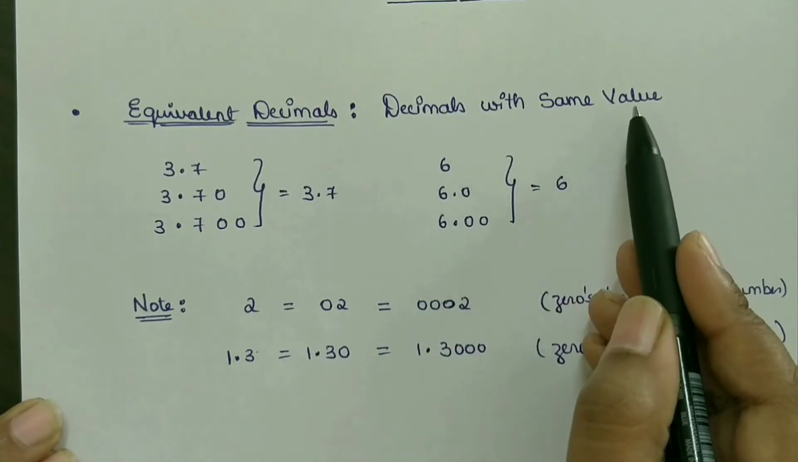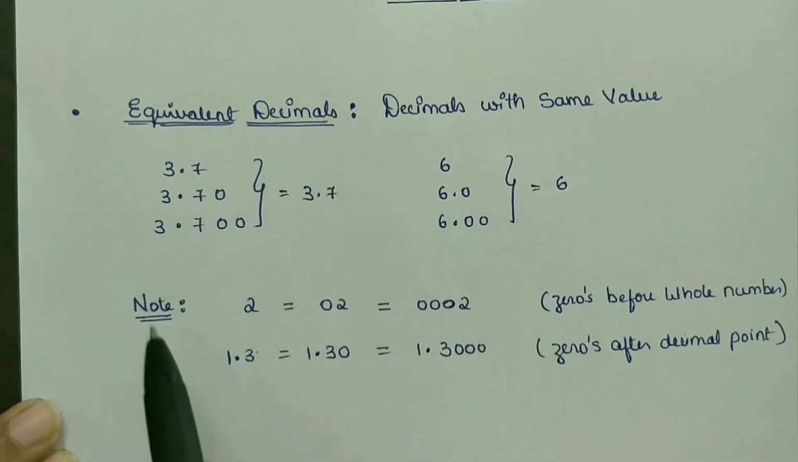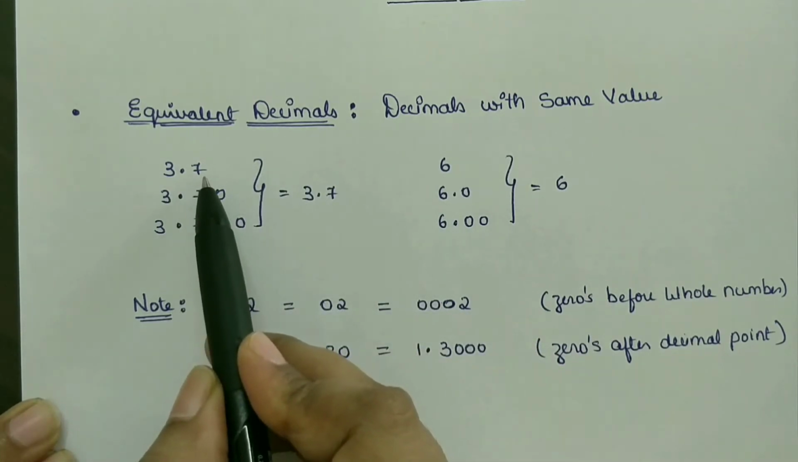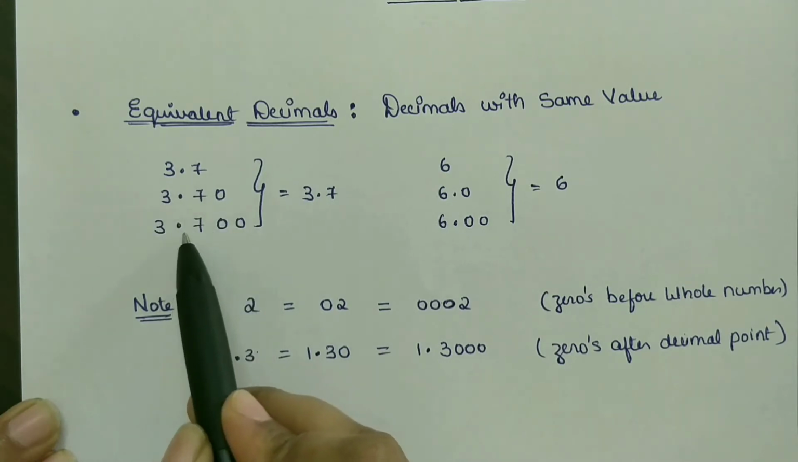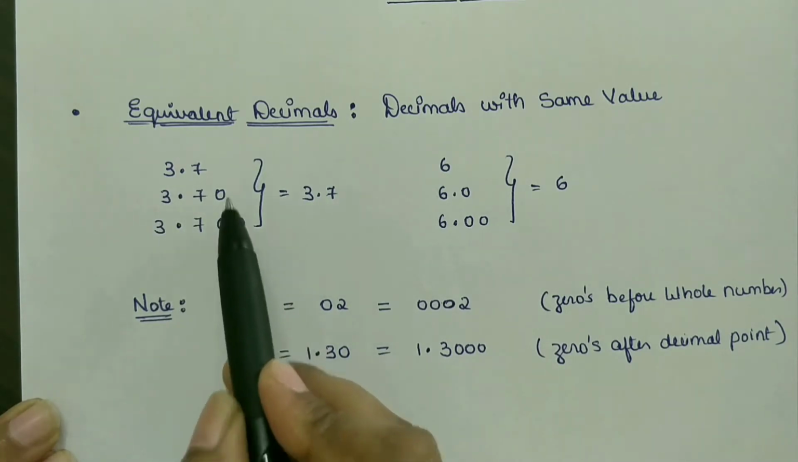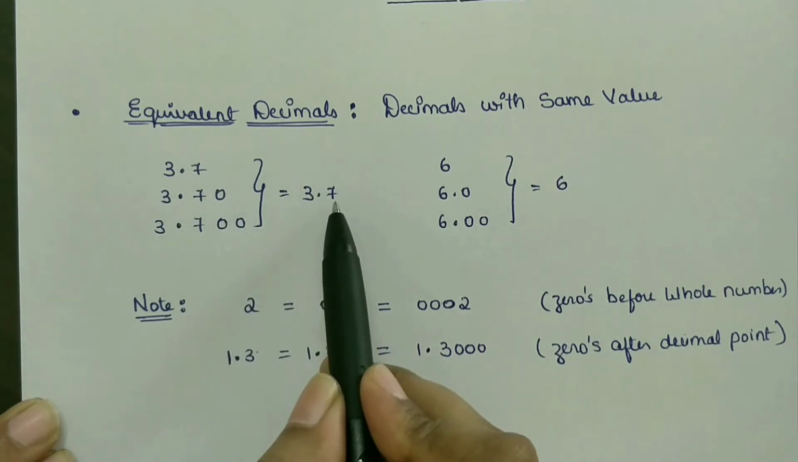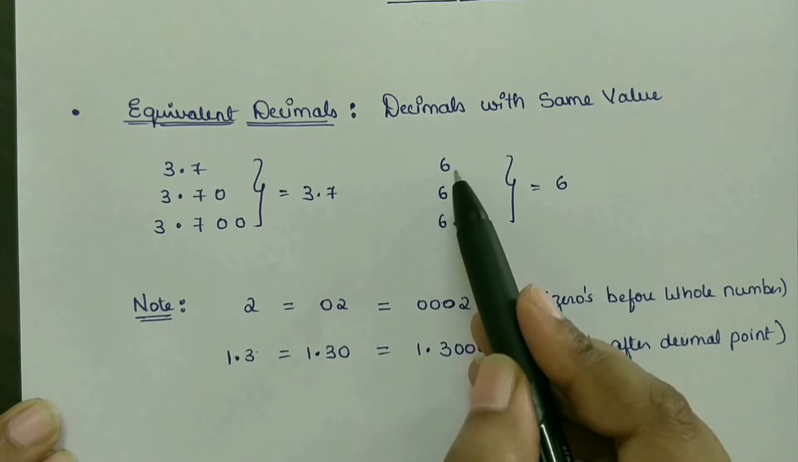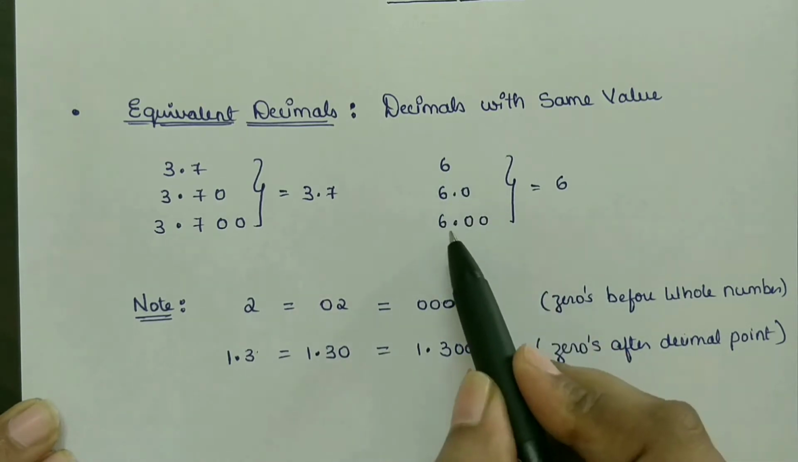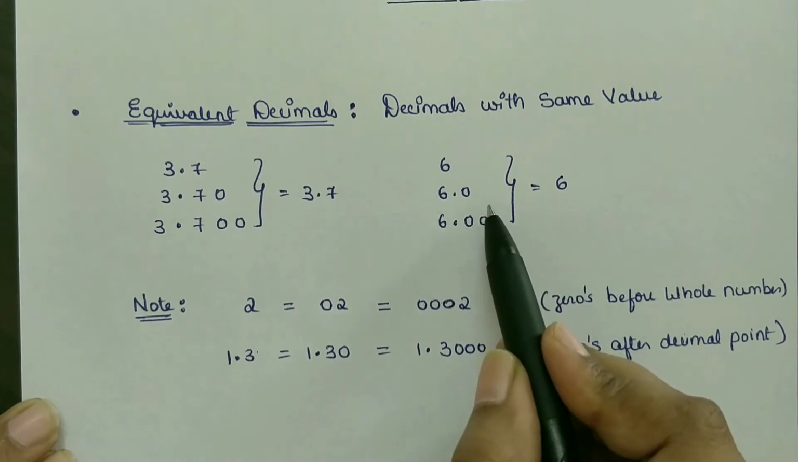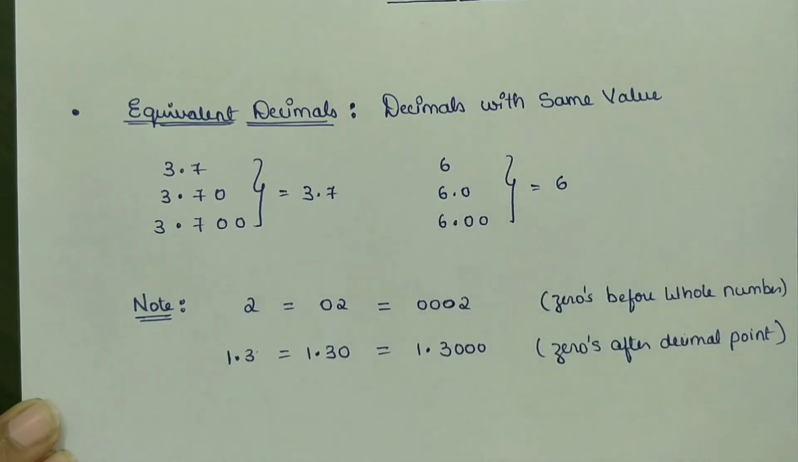Decimals with the same value are called equivalent decimals. In this example, 3.7 can be written as 3.70, 3.70000. The value remains the same, equal to 3.7. We can write 6 as 6.0 or 6.0000. The value does not change, it is equal to 6. So note, we can add any number of zeros before a whole number, its value does not change. In the same way, we can add any number of zeros after a number in the decimal part, its value does not change.